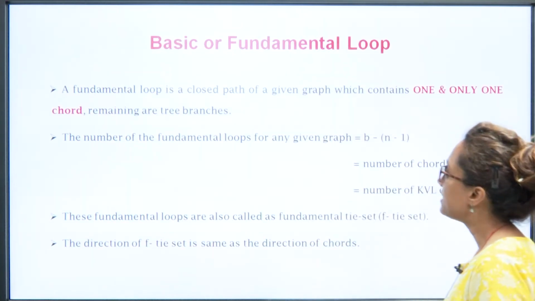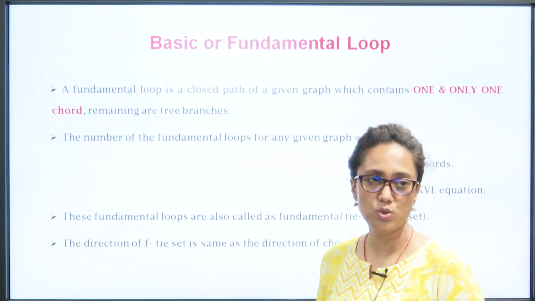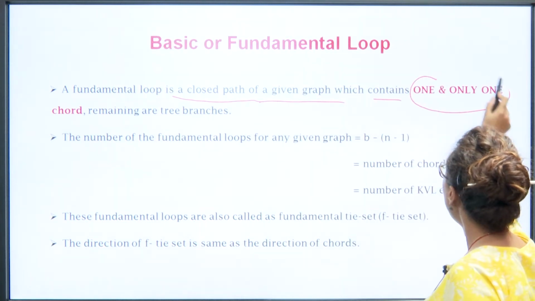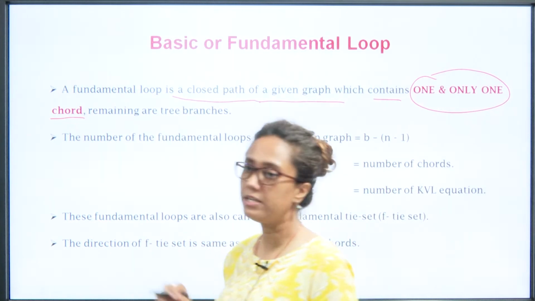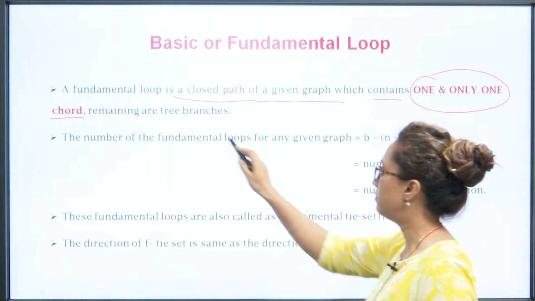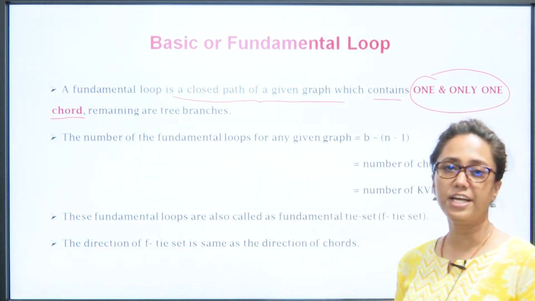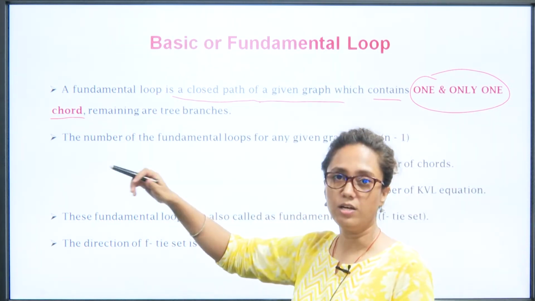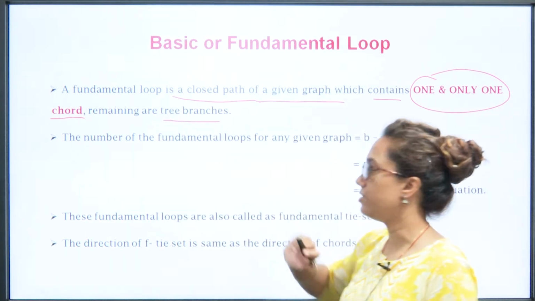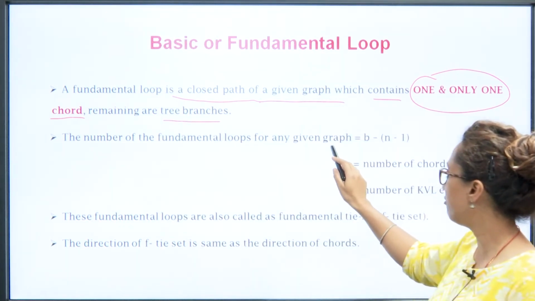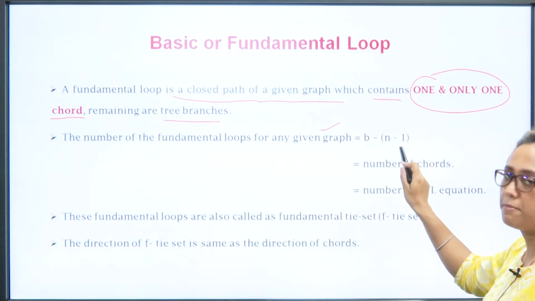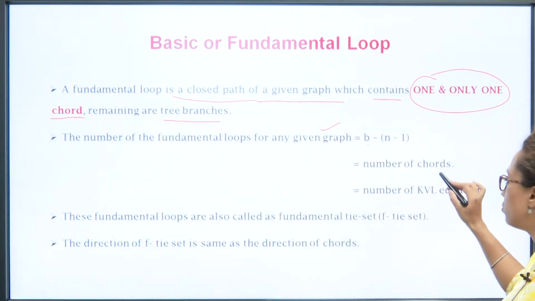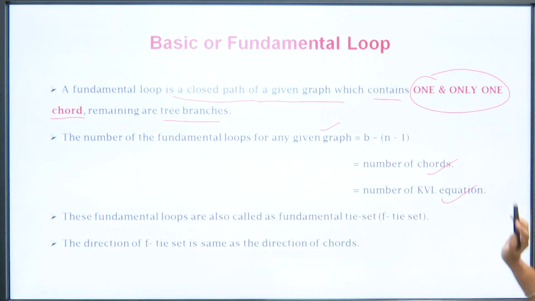Now, the next concept is the basic or the fundamental loops. It is actually a loop, which is a closed path of a given graph, in which only one and only one chord will be available, and the remaining branches are tree branches, right. It means that there is a loop containing only one co-tree branch, that is the chord, and the remaining branches in that loop will be the tree branches. So, the number of fundamental loops for a given graph is equal to b minus (n minus 1). That is equal to the number of chords also, and it is equal to the number of KVL equations that can be formed from a given graph, right.